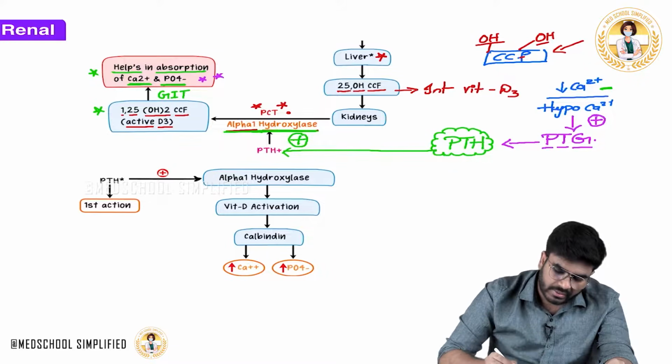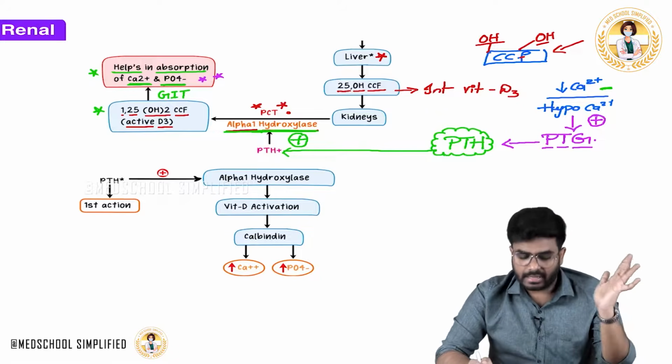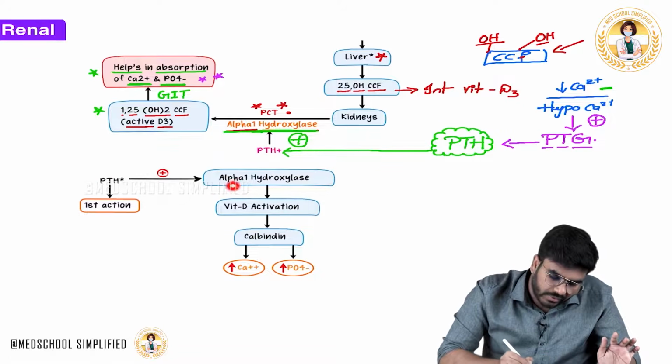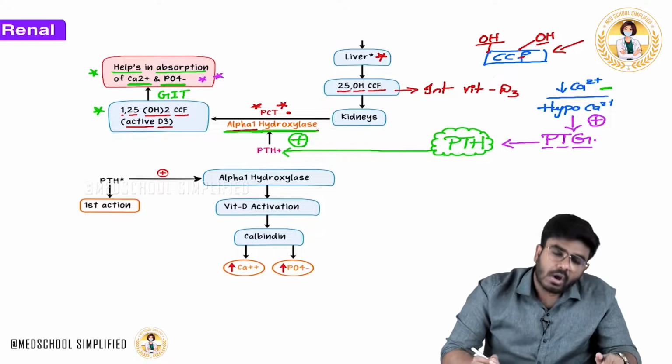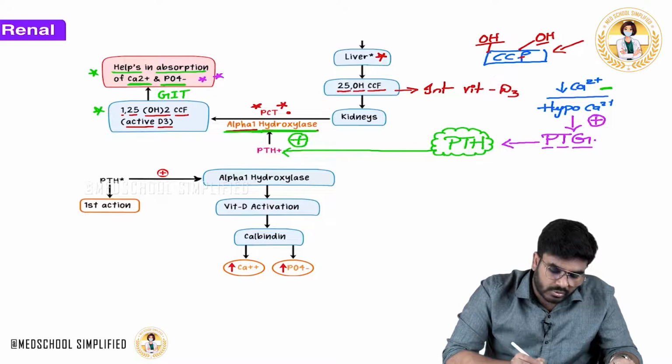So vitamin D is activated with the help of parathyroid hormone. Parathyroid hormone activates vitamin D. Vitamin D absorbs the calcium. So blood levels of calcium are elevated. So that's why parathyroid hormone will activate alpha-1 hydroxylase. What will this alpha-1 hydroxylase do? Activates vitamin D. Now what will this vitamin D do? Vitamin D goes to the GIT.